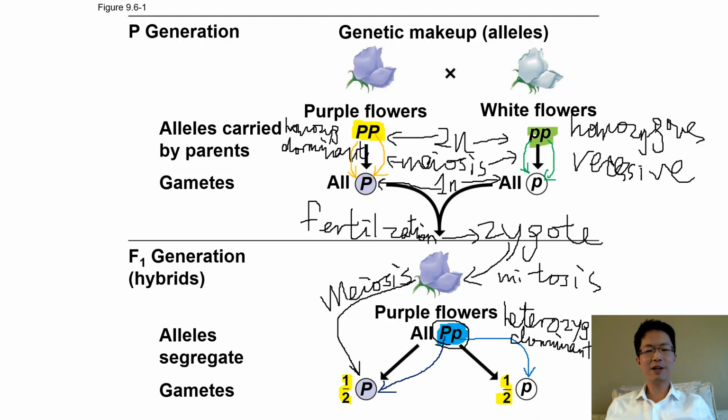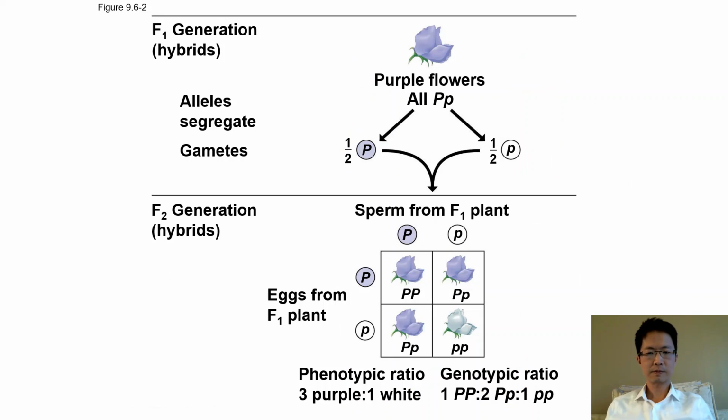The recessive allele is still there. It's just that it is not expressing. Okay, now you know that. Okay, after they form the gamete through what, meiosis.